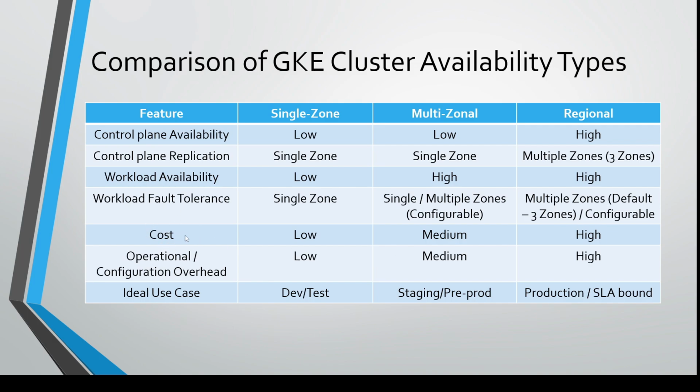And cost. Cost is low for a single zonal cluster because you don't have high availability included for your control plane and the workloads deployed on the cluster. For a multi-zonal cluster, it is medium because for the control plane you don't have high availability, but for your workloads you can have high availability configured. So cost is medium, and for the regional cluster the cost is high. You have high availability configured for both your control plane and also your workloads deployed on the cluster. So the cost incurred is highest out of all these three for the regional cluster.